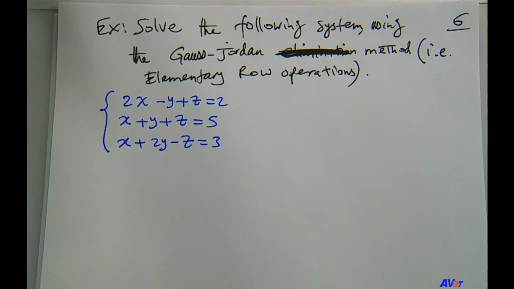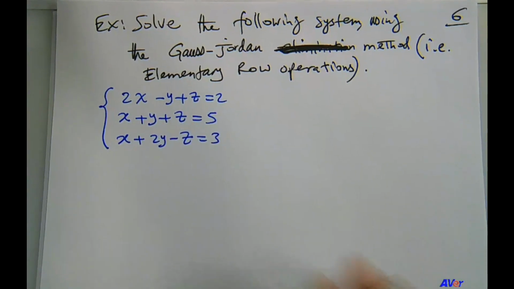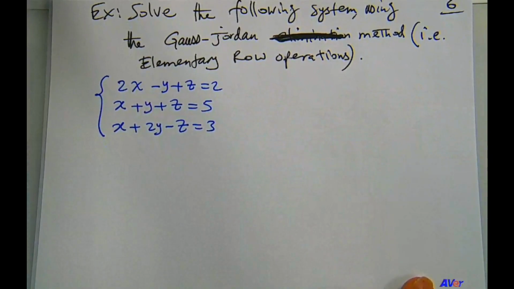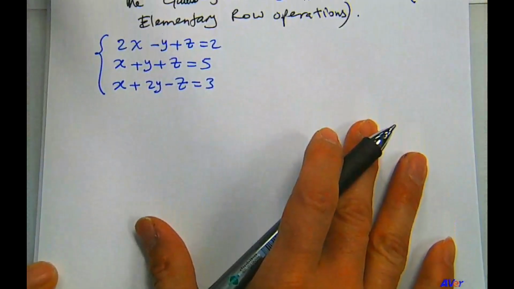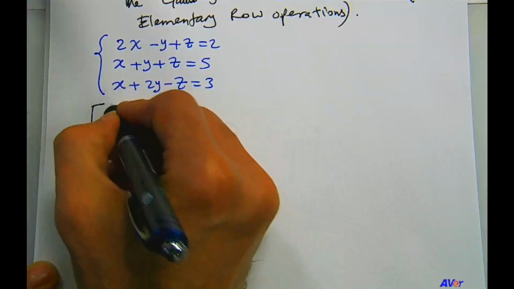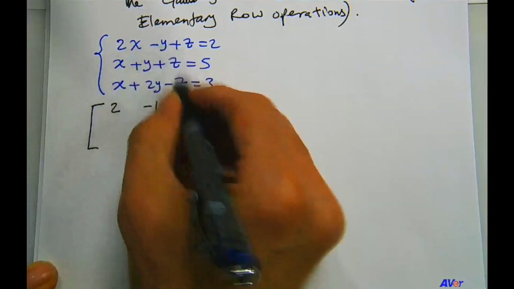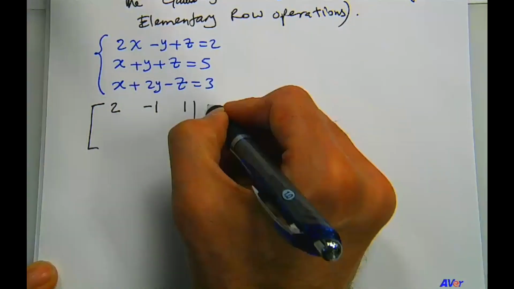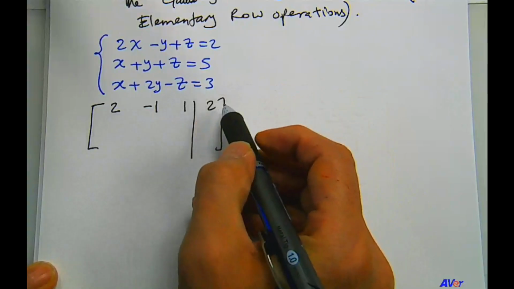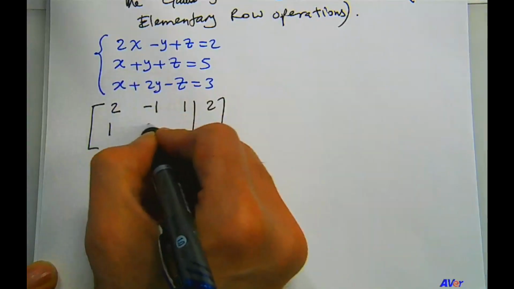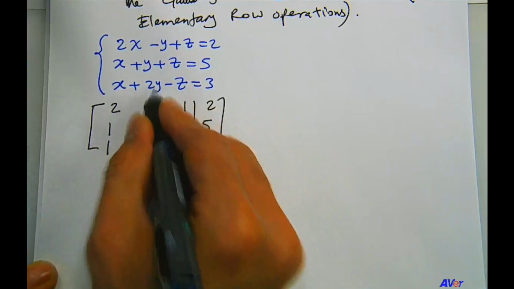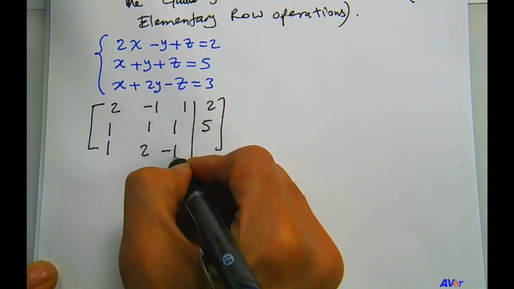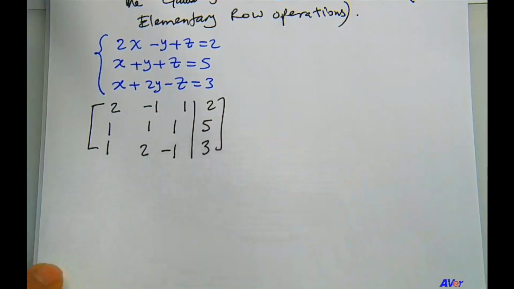And the first thing I would do, the Gauss-Jordan method or elementary row operations, it starts with the augmented matrix, right? So let's write down the augmented matrix for this system. 2, -1, 1, and the constants on the other side. Then 1, 1, 1, 5, 1, 2, -1, and 3, right?